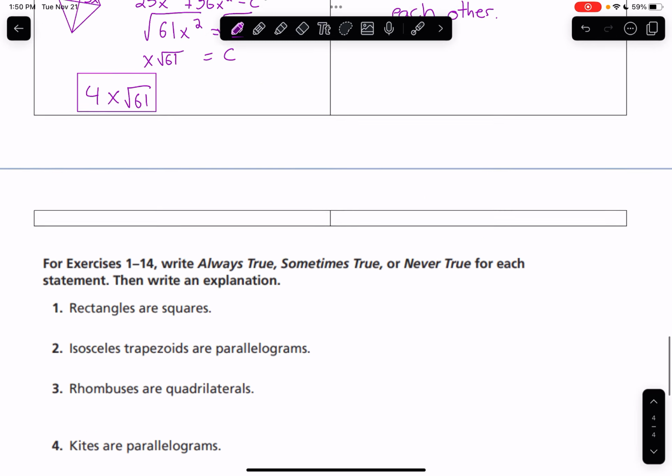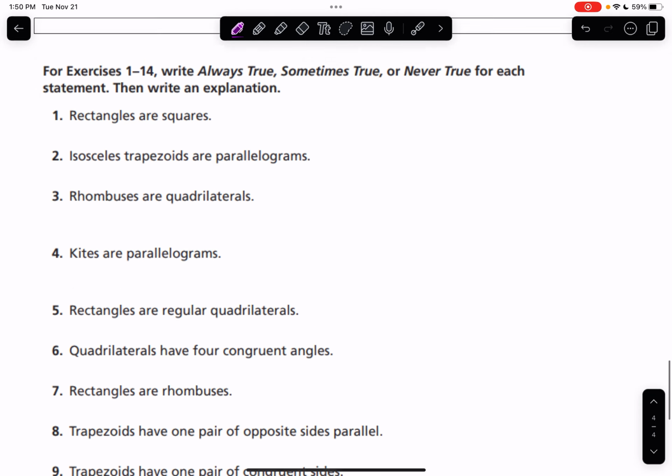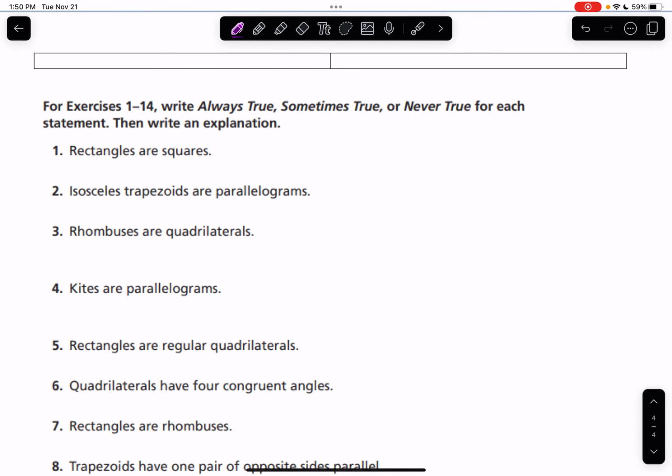There we go. Ooh, we've got some always, sometimes, nevers for these situations. That's always fun. So, always, sometimes, nevers can be tricky because we like to think about certain cases when we should be thinking about all the possible cases and whether all of those are true. So, for example, rectangles are squares. Well, rectangles are sometimes squares and rectangles are sometimes not squares. So we'll say sometimes there.